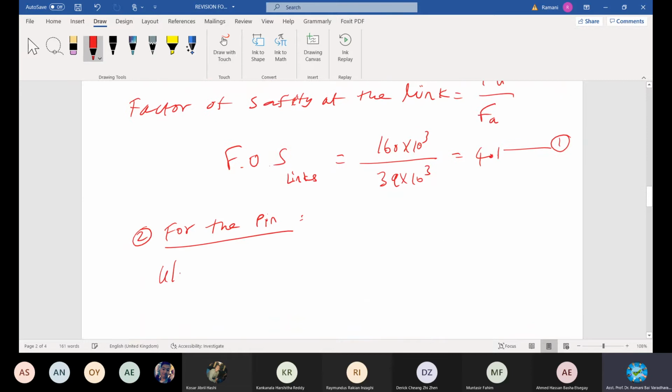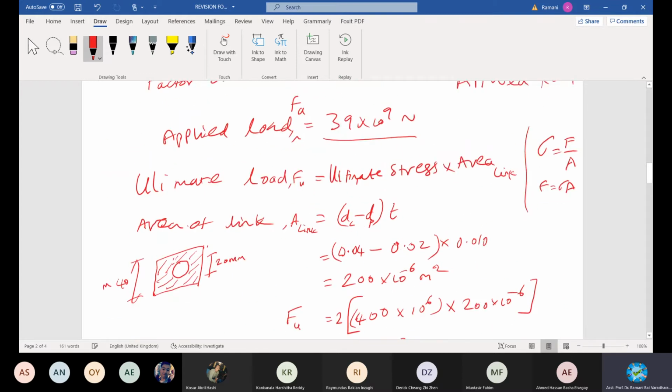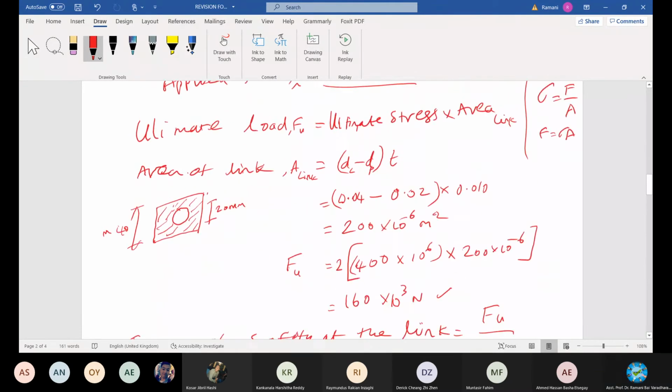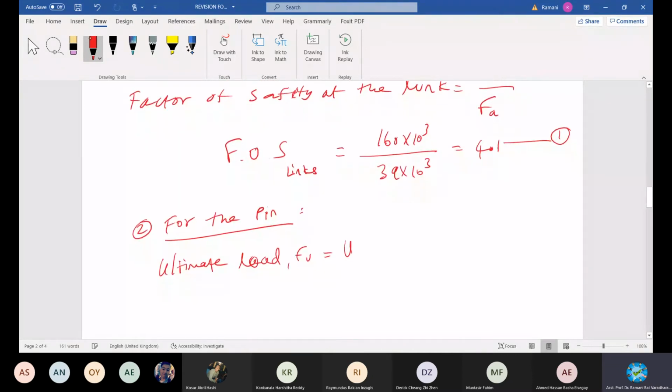Ultimate load at the pin. This is for the pin. Fu at the pin is equal to ultimate stress times area. Substitute and find out: ultimate stress times area at the pin, or contributing area at the pin. Okay. Do we have the area? We need to find out the area.